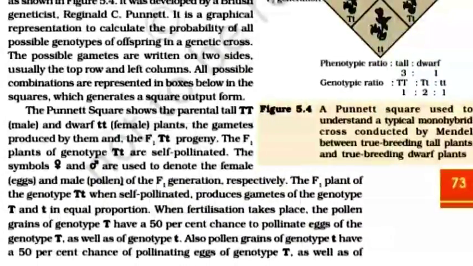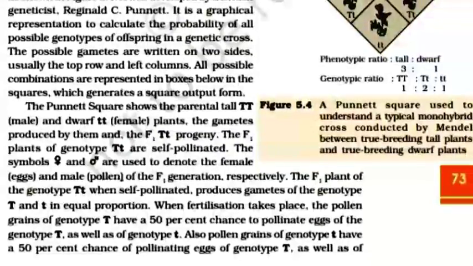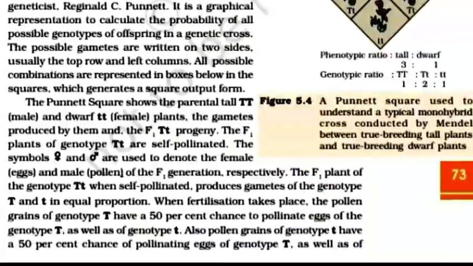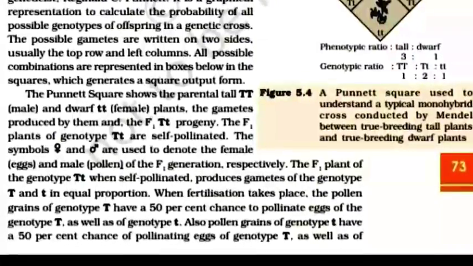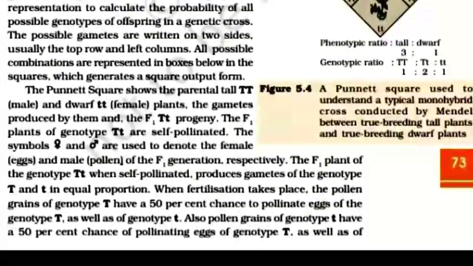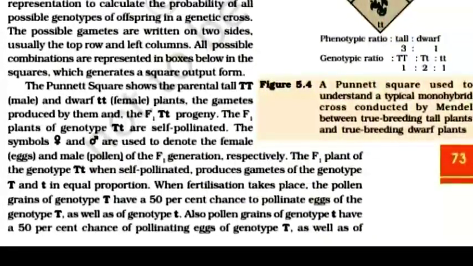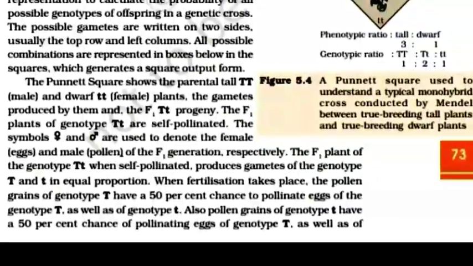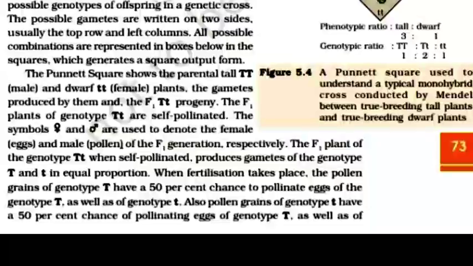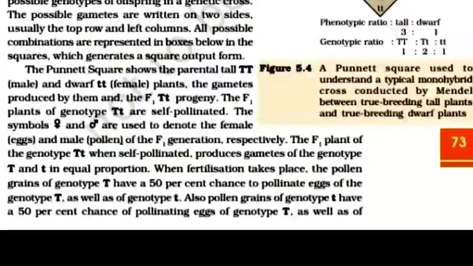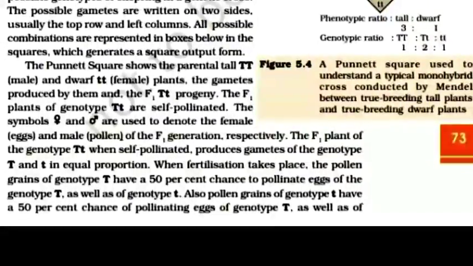The F1 plant of the genotype capital T small t, when self-pollinated, produces gametes of the genotype capital T and small t in equal proportion. When fertilization takes place, the pollen grains of genotype capital T have a 50% chance to pollinate eggs of the genotype capital T as well as of genotype small t.